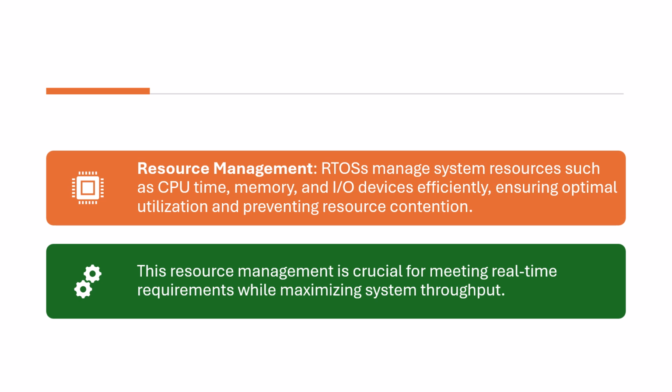Resource management. RTOS manage system resources such as CPU time, memory, and IO devices, input-output devices, efficiently, ensuring optimal utilization and preventing resource contention. So resource management is an important thing to meet real-time work. The resources should not be overloaded, or underused. This is also managed well in RTOS. So what are the resources? Basically CPU time, memory, and IO devices are the resources, and they have to be managed by the RTOS.